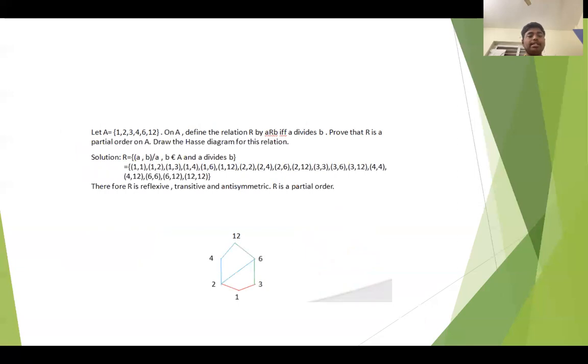And another question: let A equal {1, 2, 3, 4, 6, 12}. On A, define the relation R by (a, b) if and only if a divides b. Prove that R is a partial order on A. Draw the Hasse diagram for this relation. Here we can see R is reflexive, transitive, and antisymmetric, so R is a partial order. Here we can see the diagram of the relation.